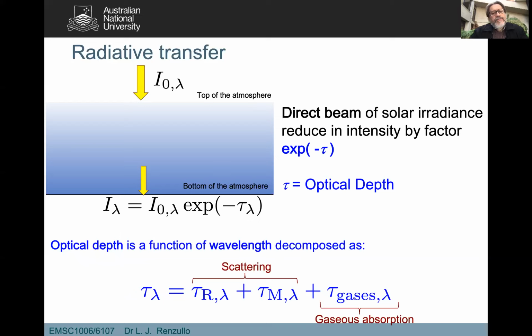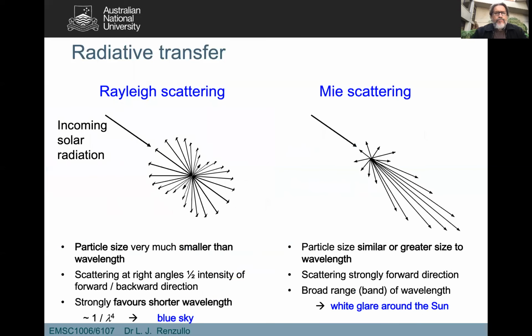But we can decompose the optical depth into the scattering component and the gaseous absorption component. The scattering component is about the deflection of the direct beam from its path. And that's got two bits. The first one is called Rayleigh scattering, and that's related to the molecules in the atmosphere. The second bit is the Mie scattering, and that's related to things that are bigger than molecules. And we'll generally call those things aerosols. We'll come back to all that in a minute. But then there's the gaseous absorption component. Recall that there is the absorption interaction of the electromagnetic radiation we talked about previously. So we have the Rayleigh and Mie scattering.